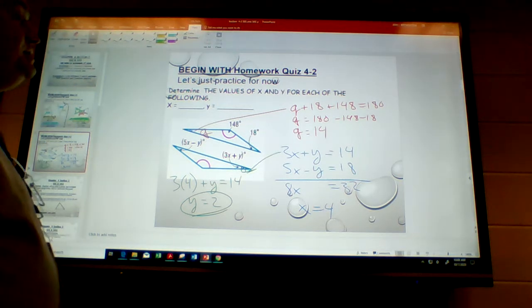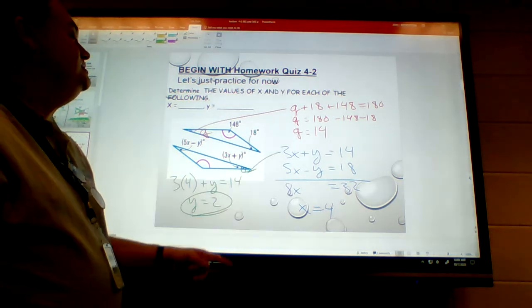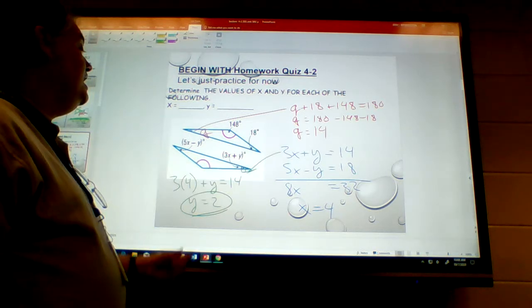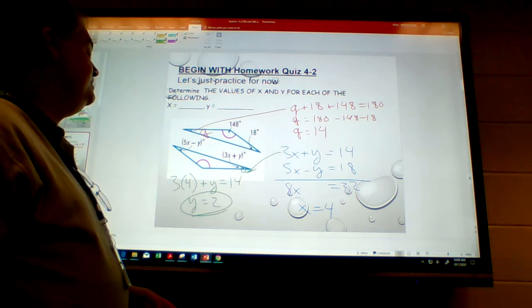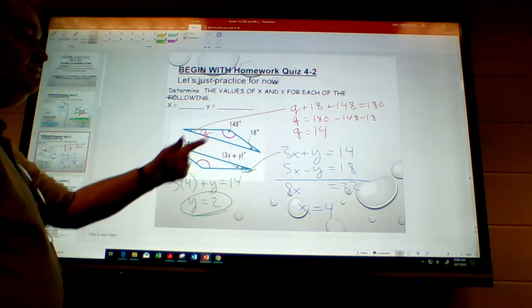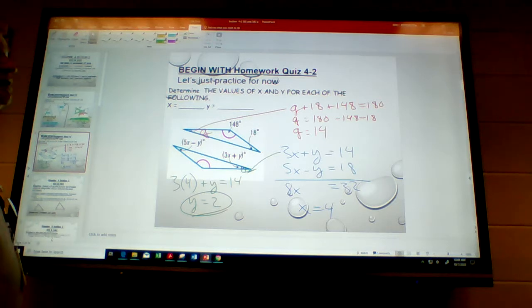Not 14, but 4. So x equals 4, and I plug it back in. I could plug it into either one of those two equations. I went ahead and plugged it into the top one right there, and I got y equals 2. You'll get the same thing if you plug it into the bottom one.